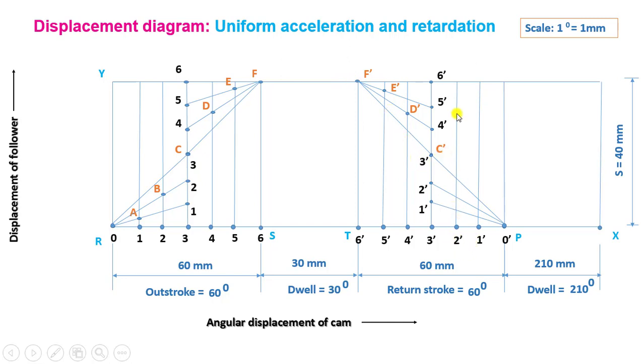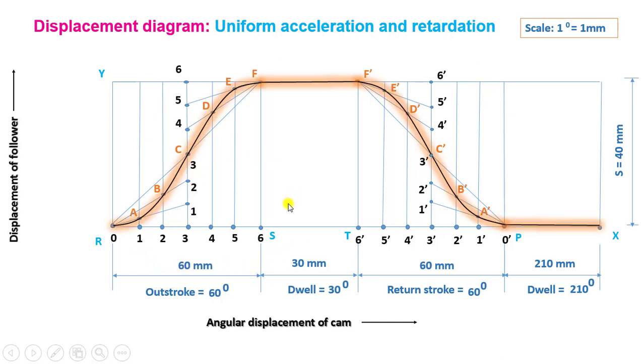When the vertical line passing through 2 dash cuts the P 2 dash, we get B dash. When the vertical line passing through 1 dash cuts the P 1 dash line, we get point A. Now join these points with a smooth curve, and this is the final displacement diagram of uniform acceleration and retardation motion.